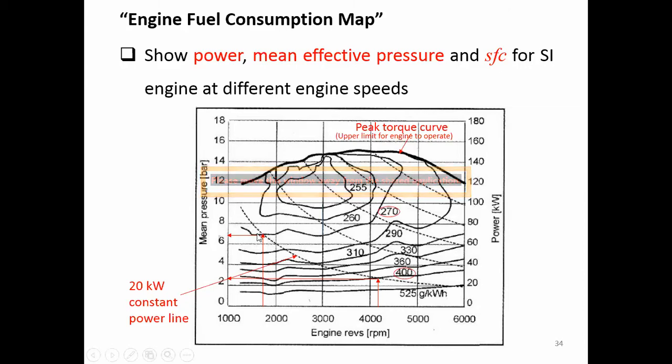If you run at the slow speed here with 20 kilowatt, the cost that you have to pay to this engine is only 260 grams of fuel per kilowatt hour. But if you run 20 kilowatt at 4,000 and more here, the cost will be 400 grams per kilowatt hour. So the difference is with the same power output, and that's why you have to think about what condition you want to run your engine.